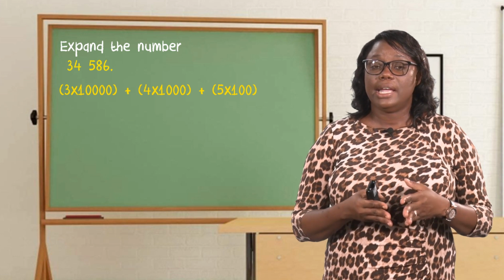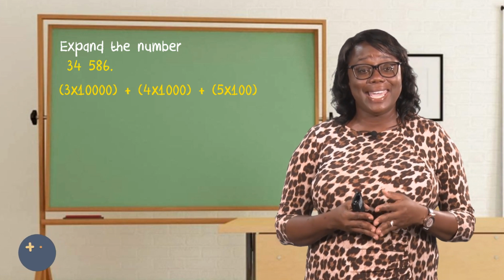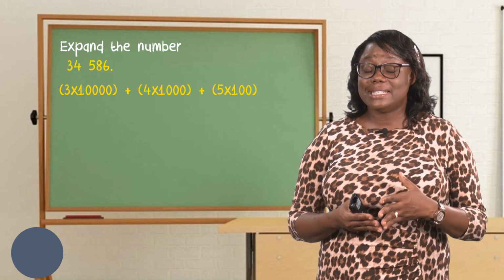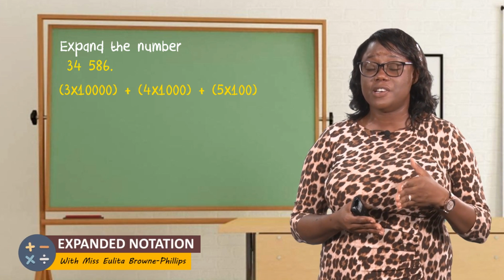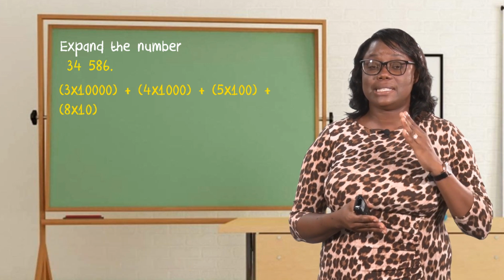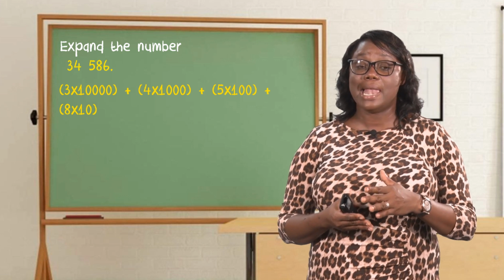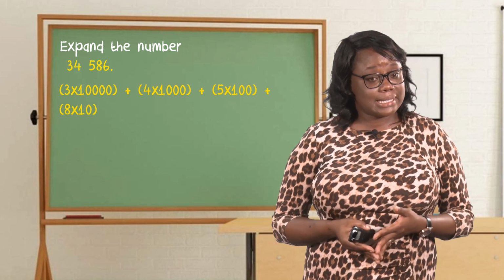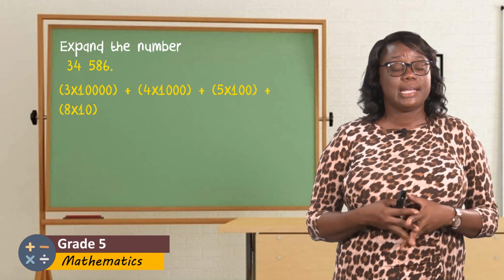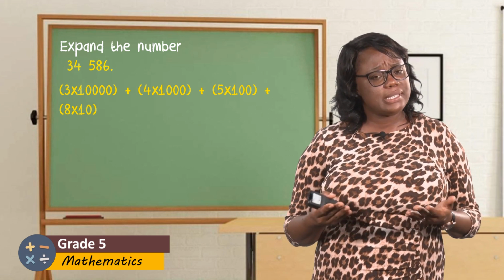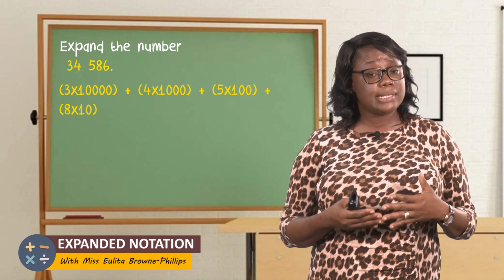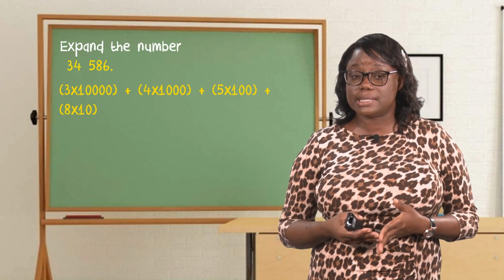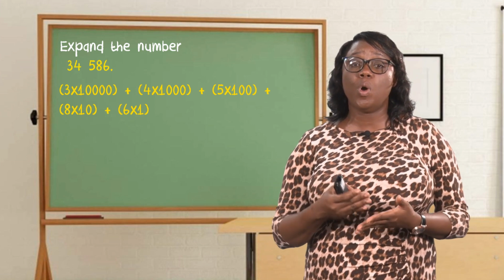Moving along, 8. What is the face value of the 8? We actually see the number 8. So it's 8, and what is the place value? What is the position of that 8? Tens. So it's 8 times 10. Last digit, 6. What is the face value of the 6? Yes, the face value of the 6, boys and girls, is 6. What is the position of the digit 6 in that number? What is the place value of the 6? The place value of the 6 is ones. So it will be 6 times 1.